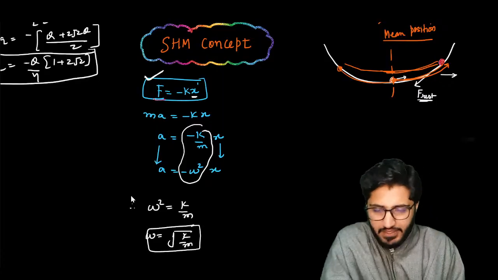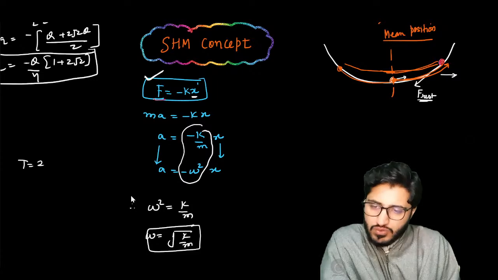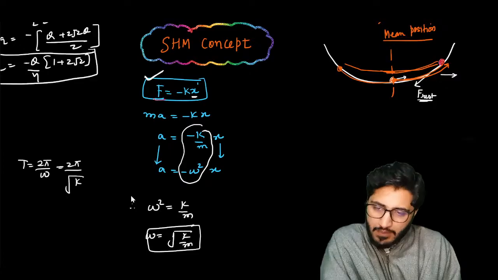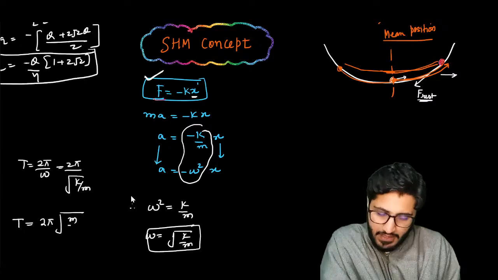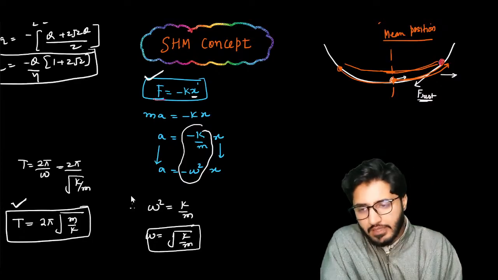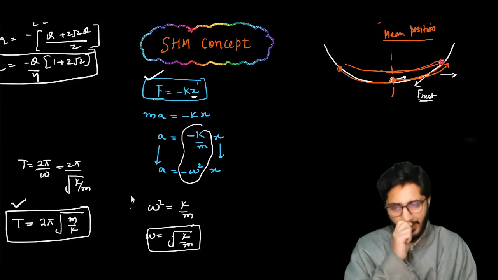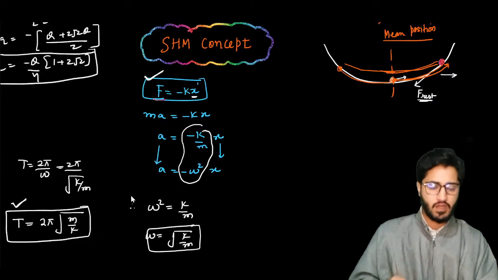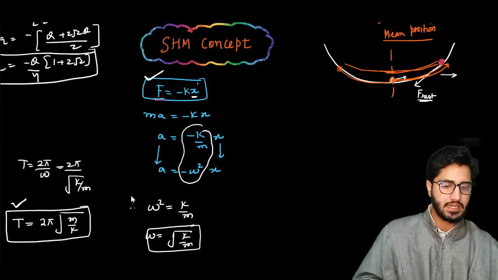Do you know what is time period? Sir, time period is equal to 2 pi by omega. What is omega now? Under root of k by m. Now take it upside, so my T would be equal to 2 pi under root of m by k. This is one more formula to get my time period.